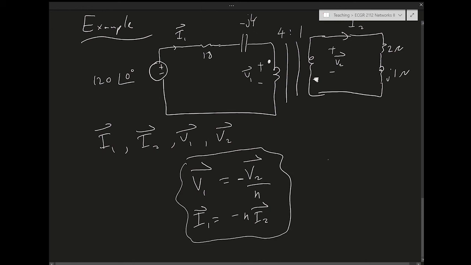Okay. N, of course, is N2 over N1. N2 is 1 and N1 is 4. So this is going to be 1/4.